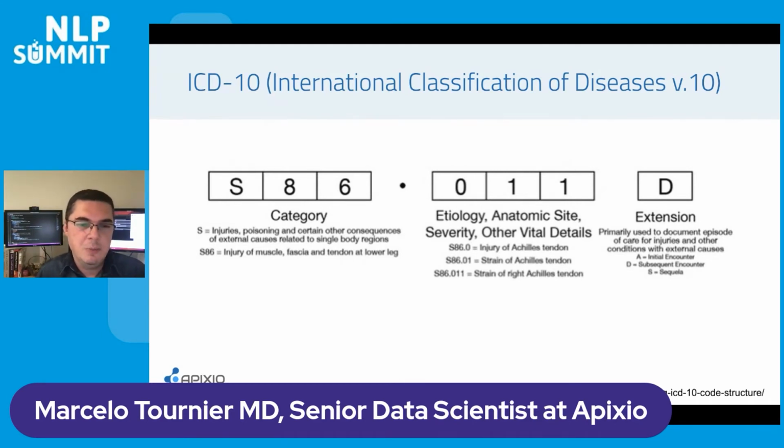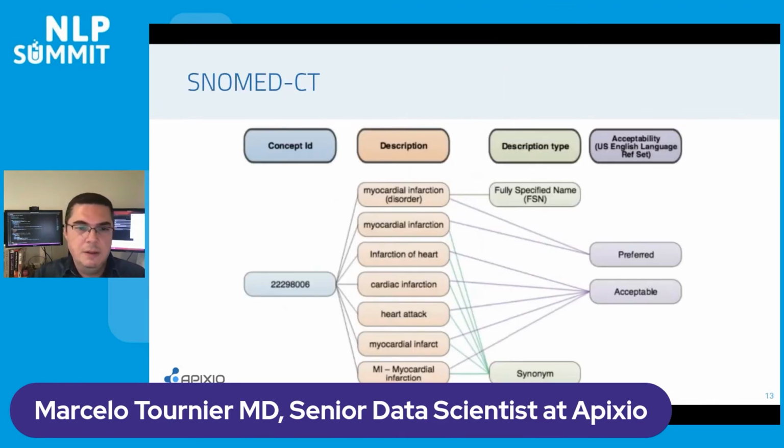And 86 maps to an injury of the muscle. And all the other numbers that you have on the right-hand side will map to the anatomic site, severity, a lot of other information that can be more granular as you go further to the right.